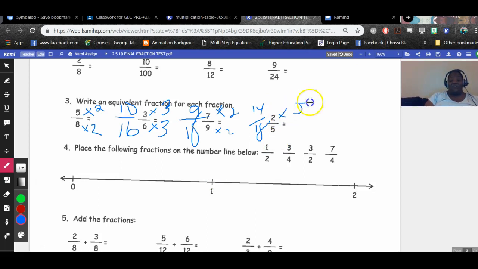I'm going to take this one. Let's use 5s. 2 times 5, 10. 8 times 5, 40.